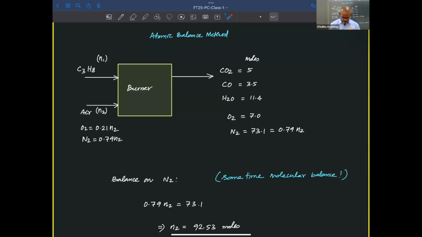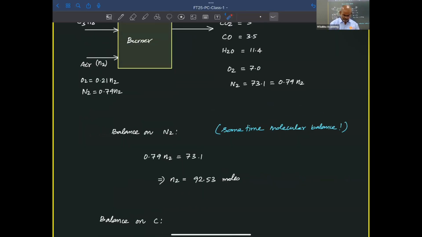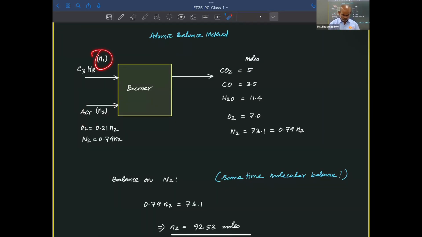Of course, you need not worry about anything about the reactions in this atom balance method. Whatever the N2 here is, N2 here. So the balance on N2 is 0.79 into N2, that is equal to 73.1. This is already available. So based on that N2, the air amount is automatically solved. This is now readily available. We need to calculate this N1.